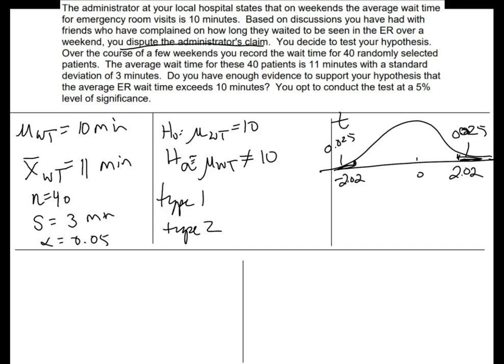They claim that it's 10 minutes. I found evidence that it was more, but could it also be less, and that's the reason why they're wrong? I don't think anyone would complain about that, but indeed, with the very specific way that this is written, it's the not equal to 10, which means two-tailed test.